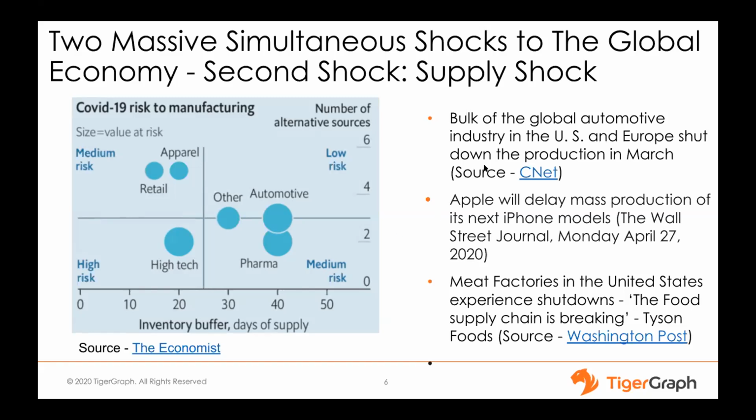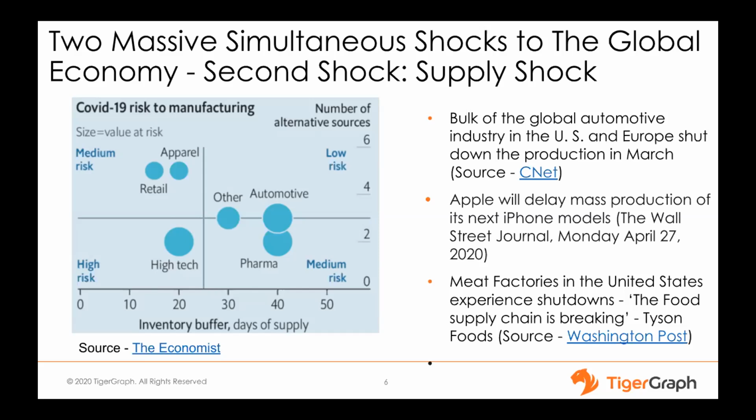On the right-hand side, you see three different pieces of news. The first one is related to the global automotive industry, which pretty much shut down production in March across the board. They were hoping to open up in mid to late April, and many of those plans have been pushed to May. I really hope that we have at least 30 to 40% of the automotive capacity coming back online next month in May, and then it should be in a gradual fashion.